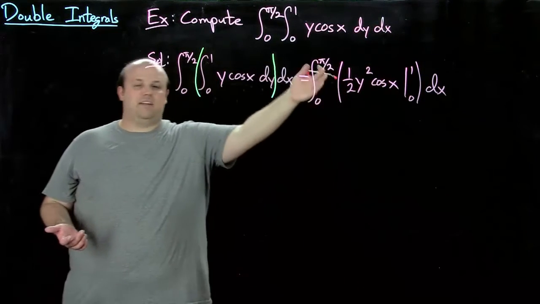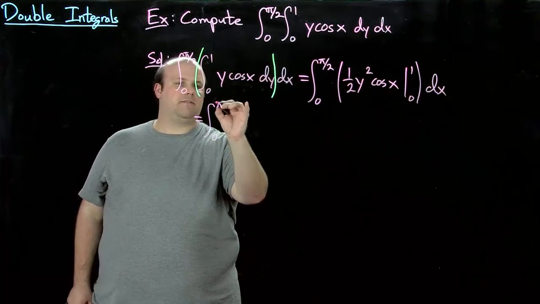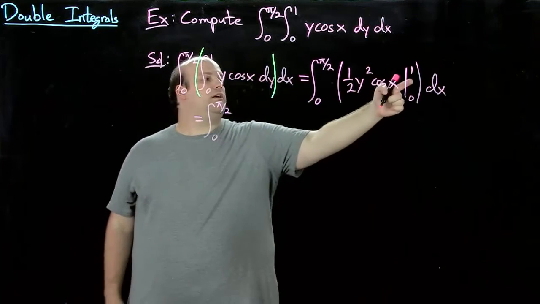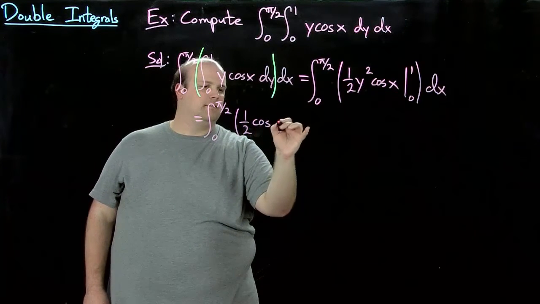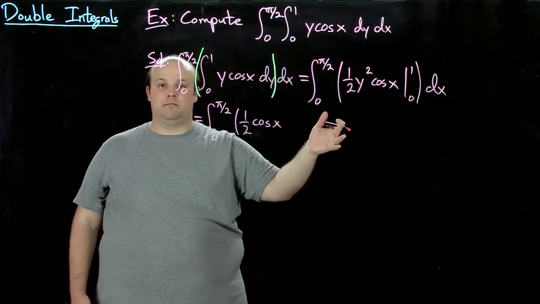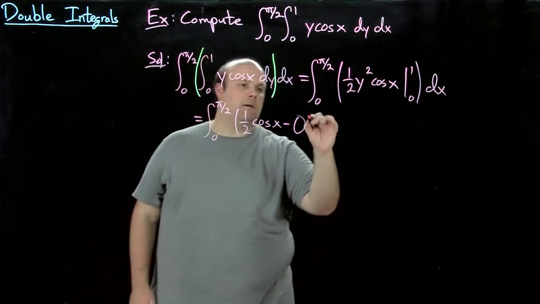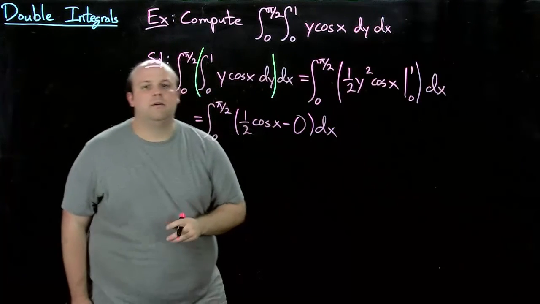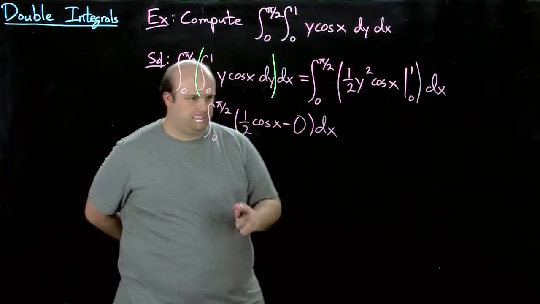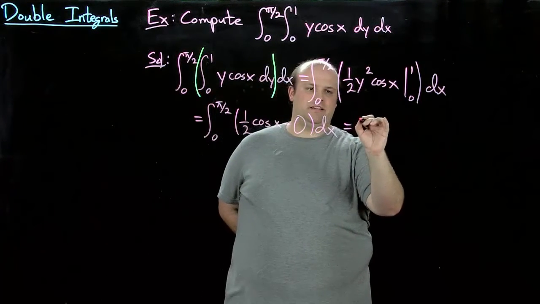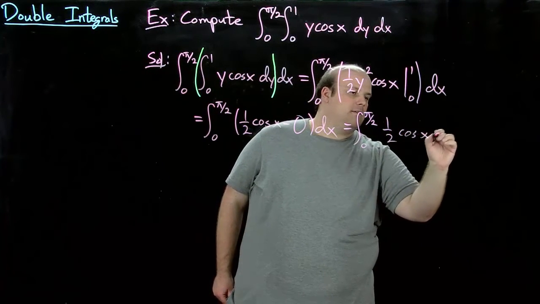And then now we have to evaluate the inside for those limits. So we have 0 to pi over 2. Plug in 1 for y squared, and we're just left with 1/2 cosine x. Plug in the 0, and we just get 0. So we can just leave it off. Or let's put the minus 0 here, just for the video. You can leave it off later. And now we have to integrate this with respect to x. So let's rewrite that: 0 to pi over 2 of 1/2 cosine x dx.